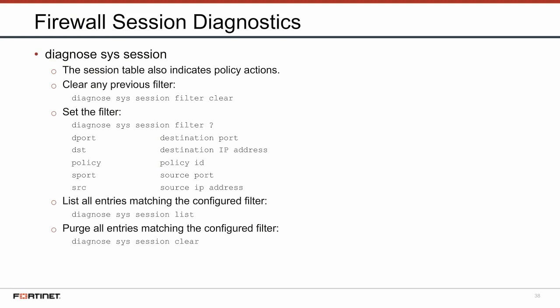The diagnose sys session command tree provides options to filter, clear, or show the list of sessions. You can also list brief information about sessions by running the get system session list command. Before looking at the session table, first build a filter. To look at our test connection, you can filter on dst 10.200.1.254 and dport 80.